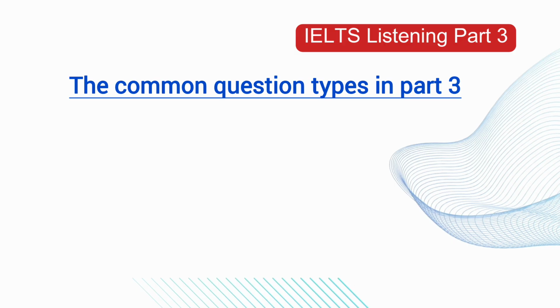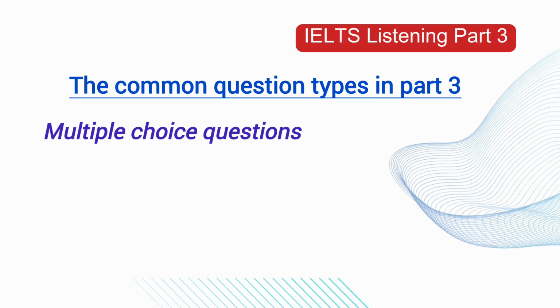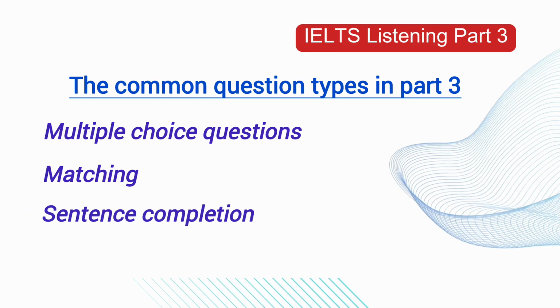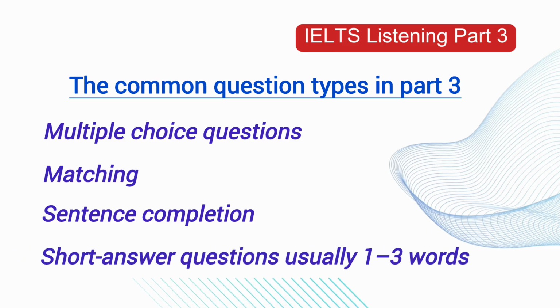Moving on, let us look at the common question types in Part 3. Number 1, we have multiple choice questions. For this, listen for keywords and synonyms. Distractors are common. Number 2, we have matching. For this, match people to opinions, reasons, or problems. 3, sentence completion. Listen for exact info and numbers. Beware of paraphrasing.